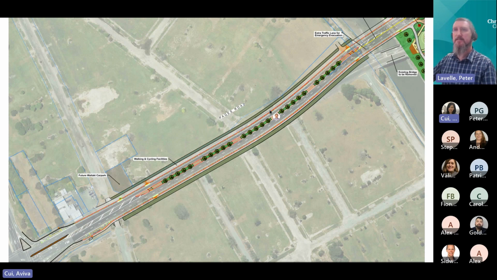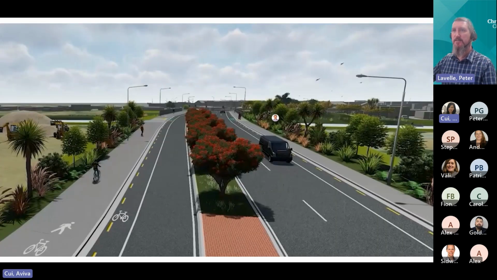Next slide, please. So again, this is an artist's impression of what Pages Road might look like. This is approaching the bridge. You'll see the wide shared path on the left, the two lanes out, and the Pohutukawa trees down the middle. Next slide, please.